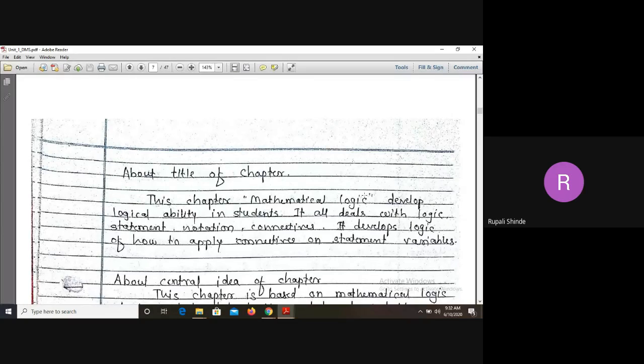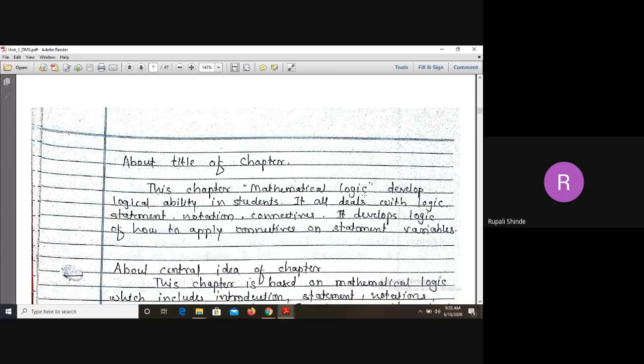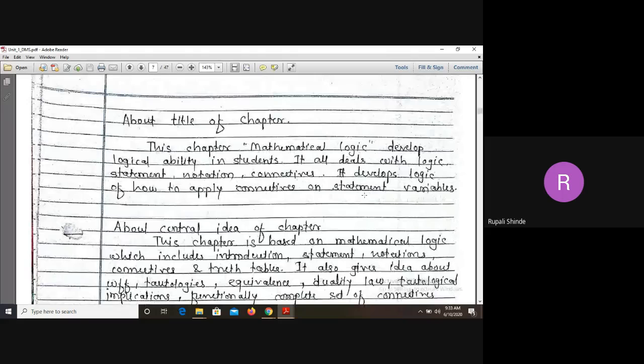This chapter develops the logical ability in the students. It also deals with logical statements, notations, connectives. It develops logic of how to apply the connectives and statement variables. That's why this chapter is called mathematical logic. So the main purpose of this chapter is to develop the logic in the students so that they can solve examples based on any kind of problems.